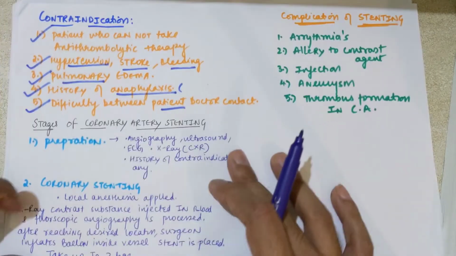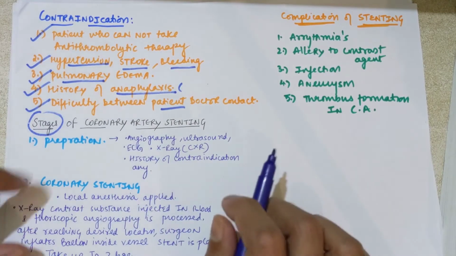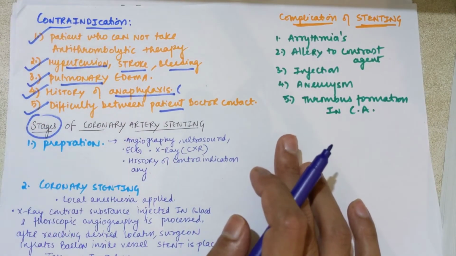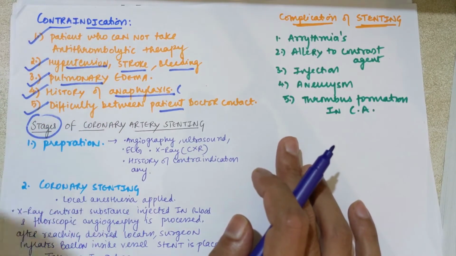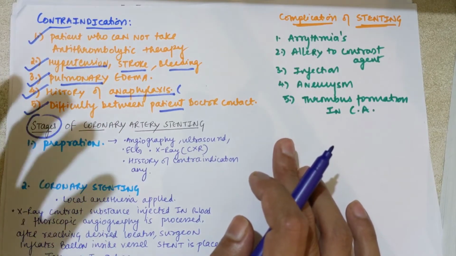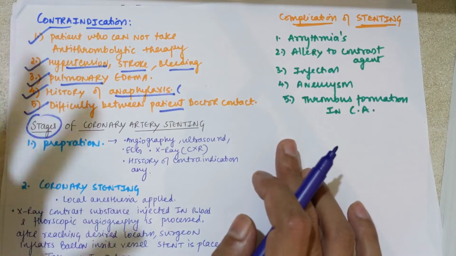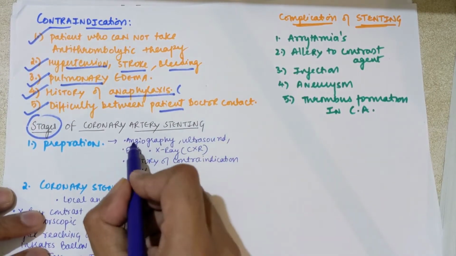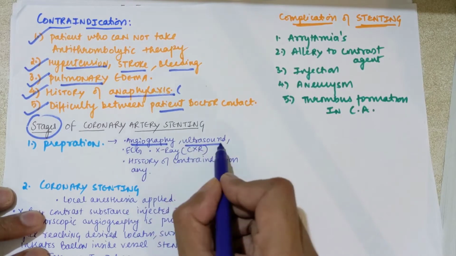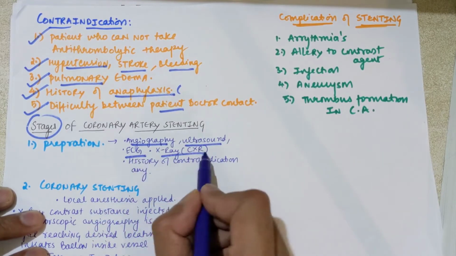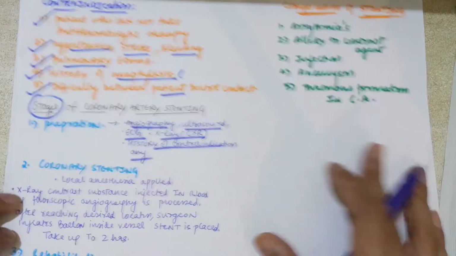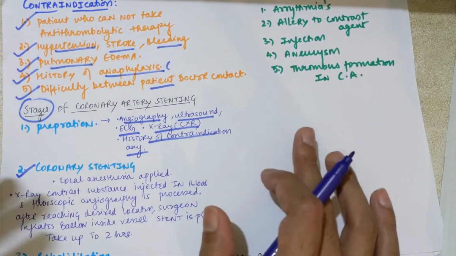Now how the stenting is done, the stages for stenting. You can see first the patient is prepared, that is, all the history of the patient is taken. If there are any past diseases, like a history of contraindications, if the patient has these contraindications, we can't proceed with stenting in those patients. So we use angiography, we take the patient's ultrasound, ECG, X-ray of chest, okay, and the history of contraindications if there is any.